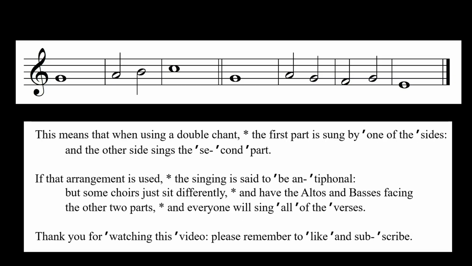This means that when using a double chant, the first part is sung by one of the sides, and the other side sings the second part. If that arrangement is used, the singing is said to be antiphonal, but some choirs just sit differently and have the altos and basses facing the other two parts, and everyone will sing all of the verses.